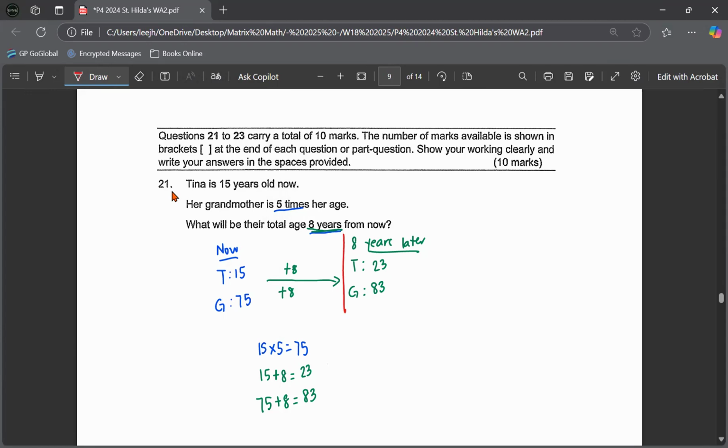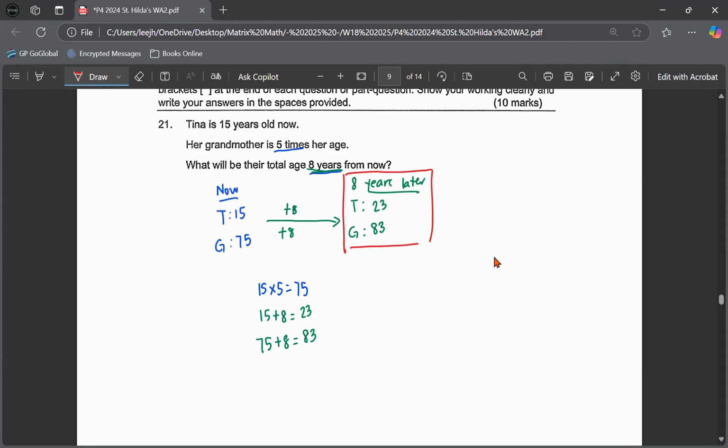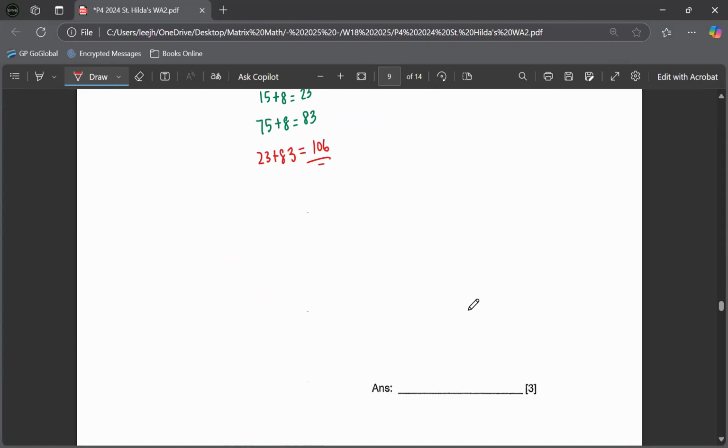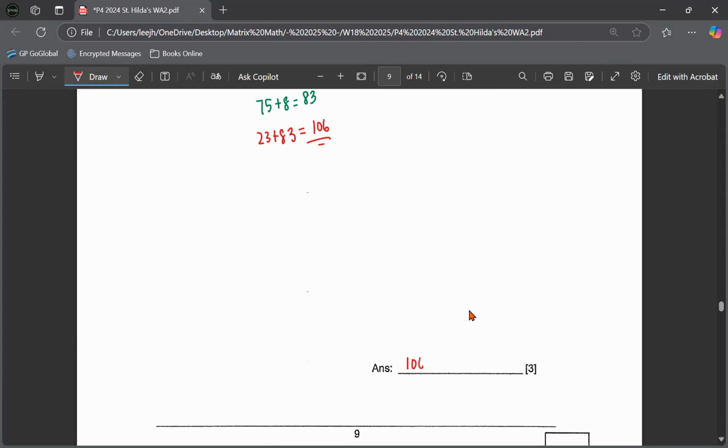I want the total age here, 8 years later. So which means I have to take, sorry, I need to shift a bit. Okay, so that means I have to take 23 plus 83. Your answer is 106 years. It's not a person's age, but their total age. So their total age will be 106 years old. Both of them are not one person.